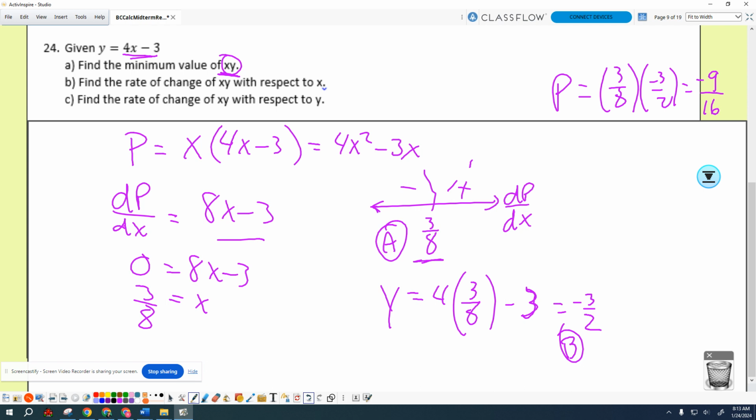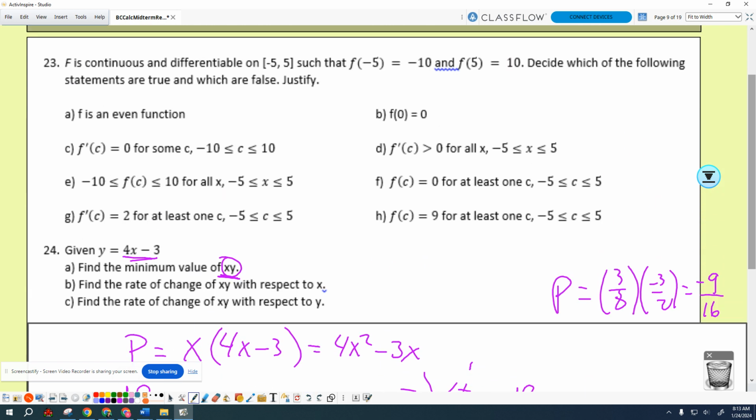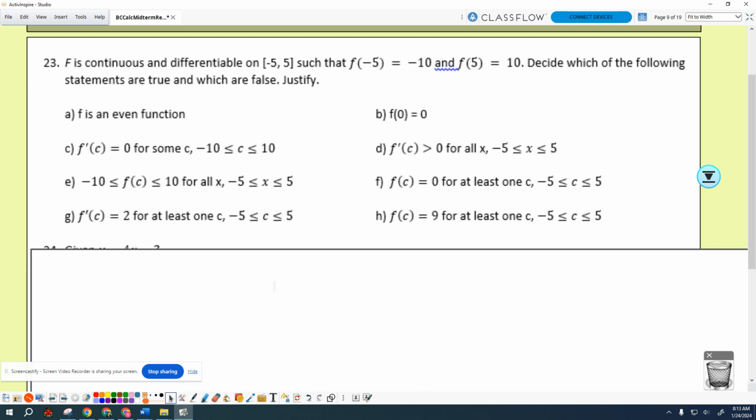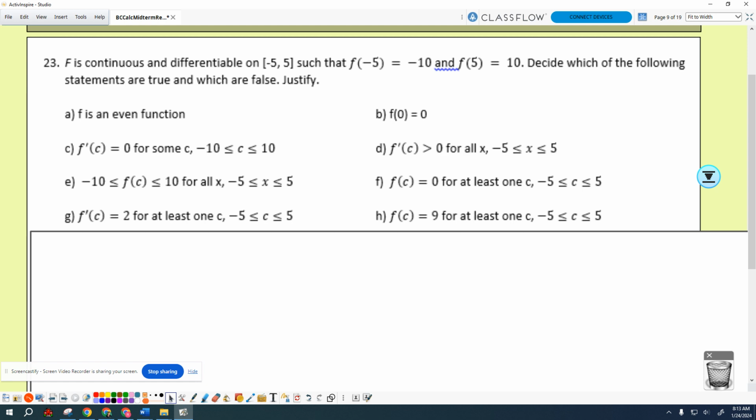Back to the mean value theorem thingy. I was confused on part G. I know on the answer key you said it was true and you plugged in the values for the mean, but I was kind of confused about how you test that one. F prime of C equals 2 for at least one value. All right.